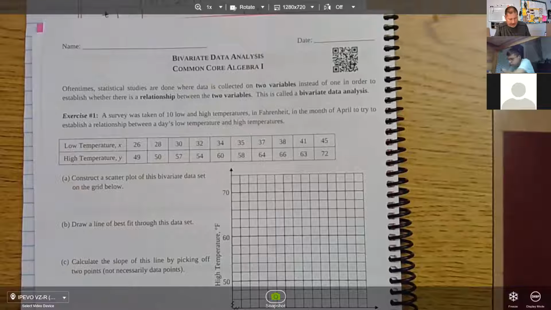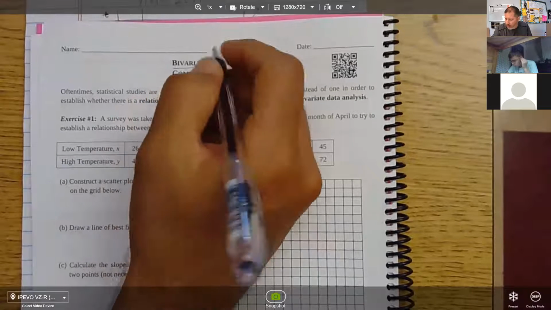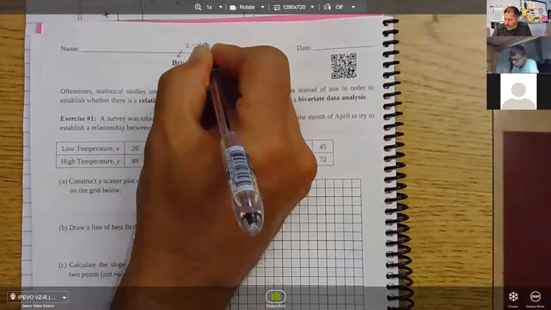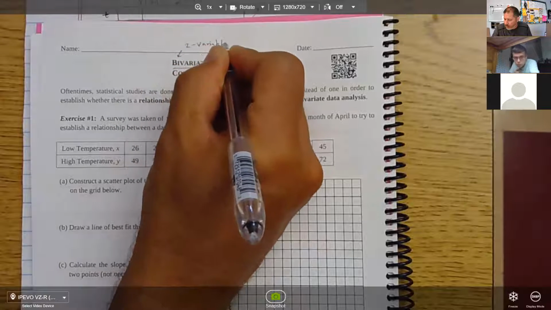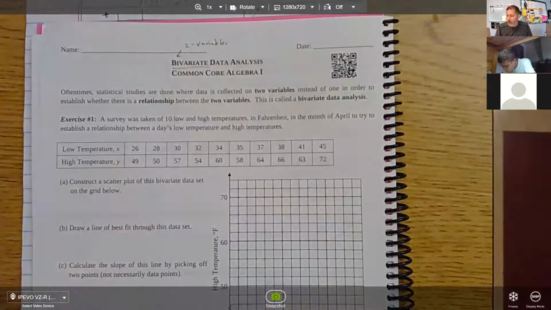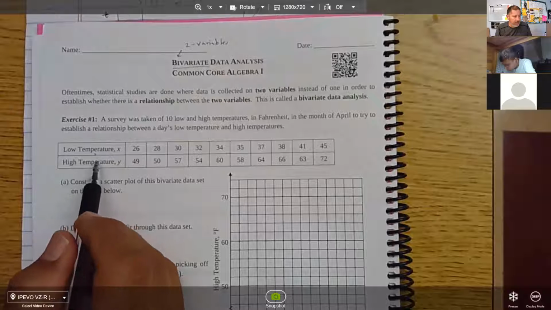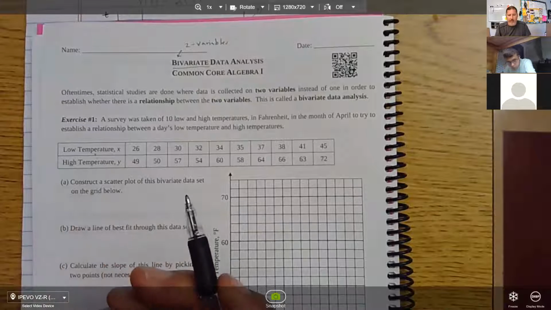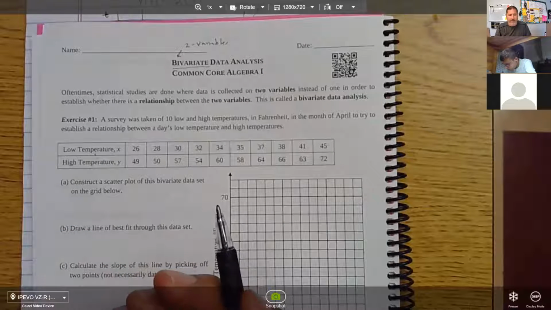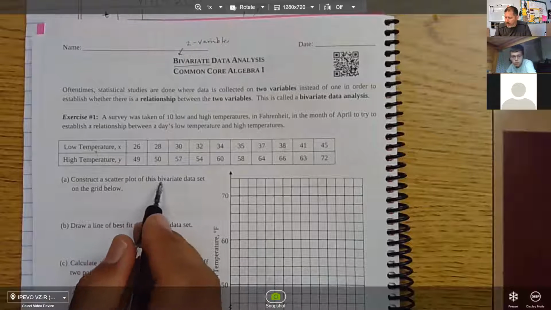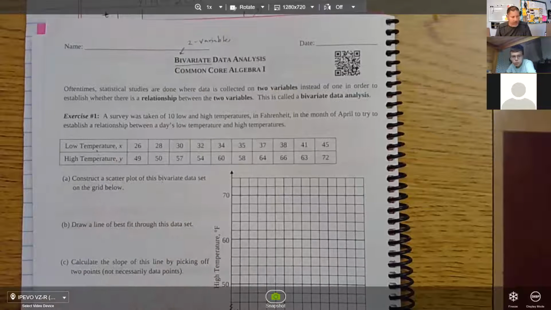Lesson 6. It's called bivariate data analysis. Bivariate seems like a big word. Bi means two. Variate means variables. That means sometimes two things have variables. For example, you could have a low temperature and a high temperature, and they could vary day to day. Every day has a different temperature. Construct a scatter plot of this bivariate data set on the grid below.